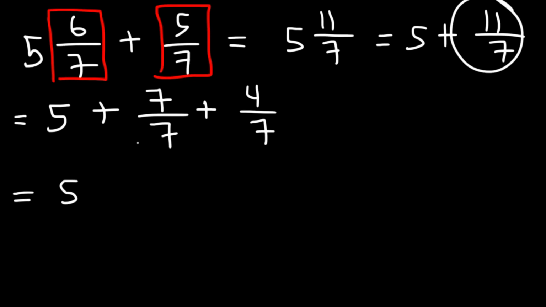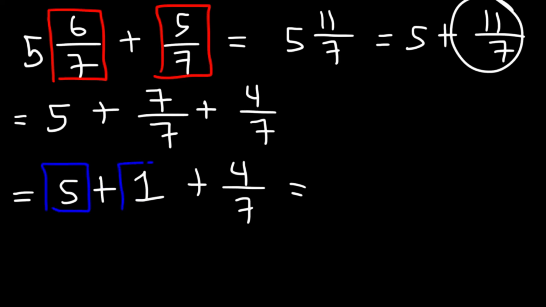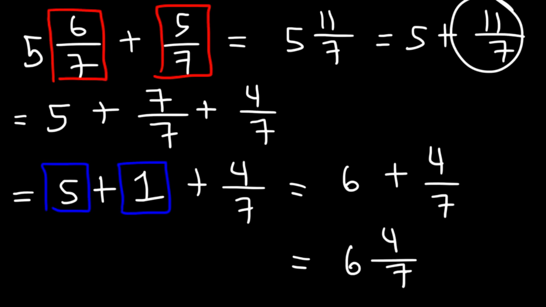So now we can divide 7 by 7 and replace it with 1. So at this point we can add these two numbers. 5 plus 1 is 6. So we have 6 plus 4 over 7, which is equal to 6 and 4/7. So this is the answer.